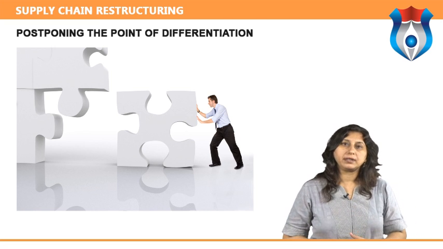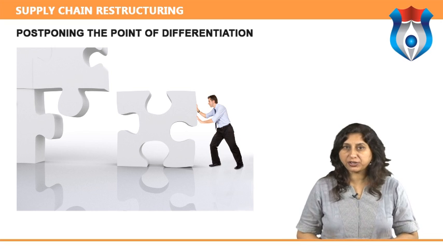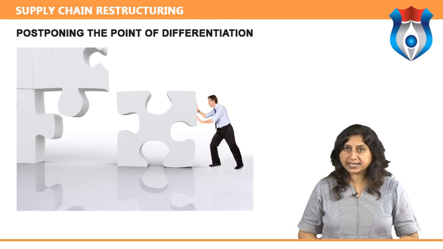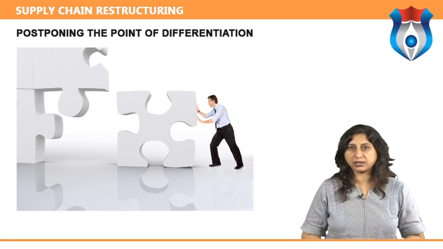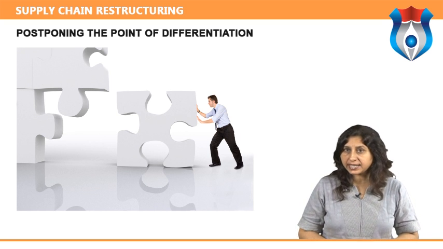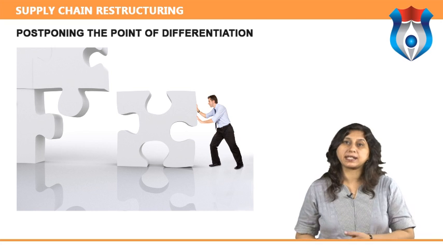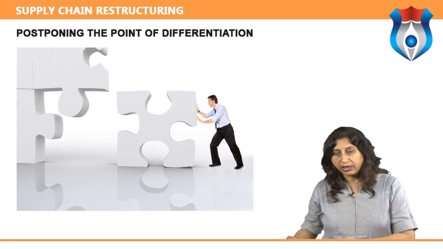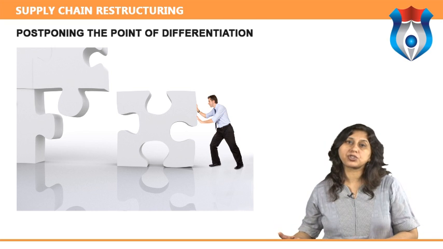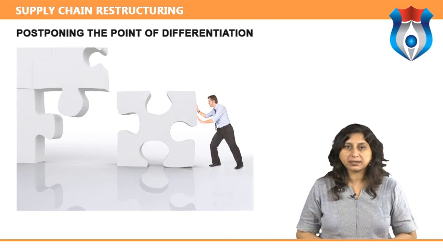For example, in the case of the garment manufacturer, the fabric dyeing and stitching stages represent two main points of differentiation. At the fabric dyeing stage, the garment firm makes an irreversible decision about color, and at stitching stage, the firm makes an irreversible decision about the style of the garment.